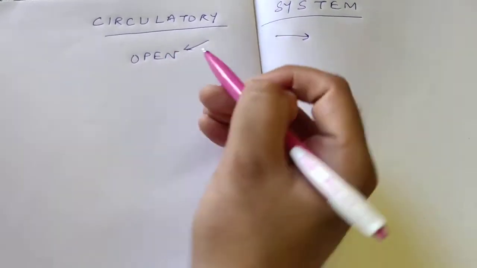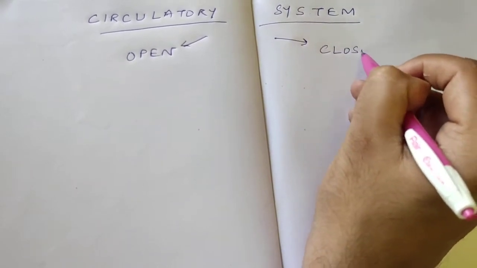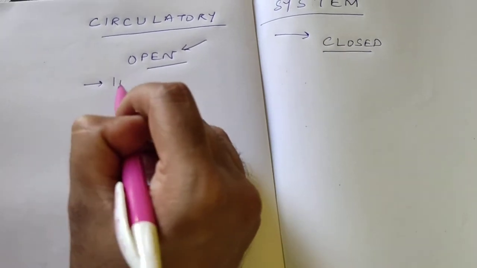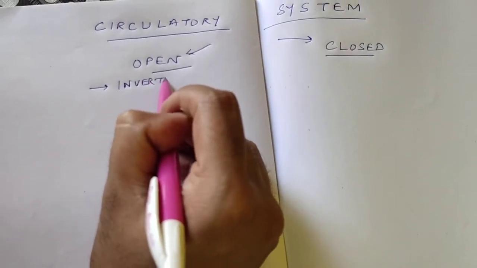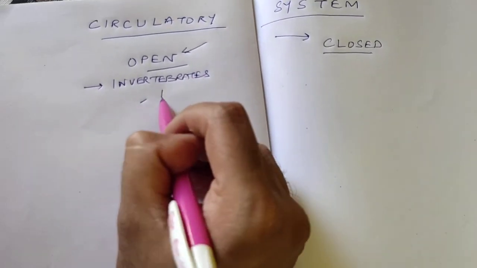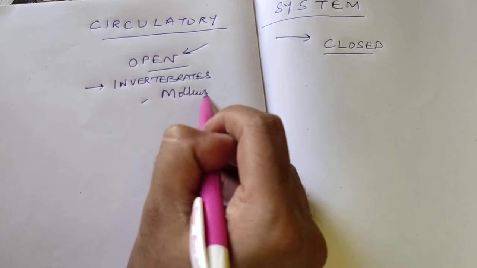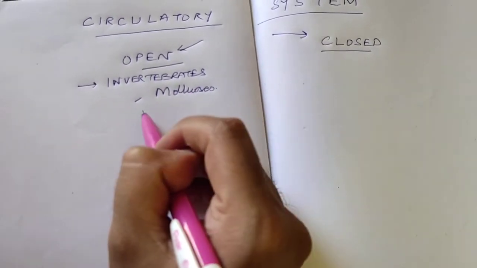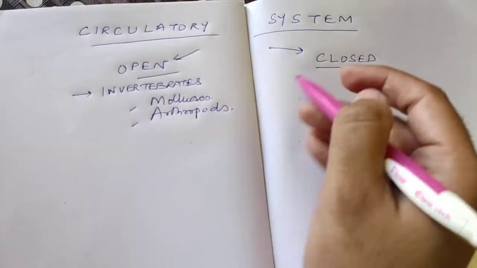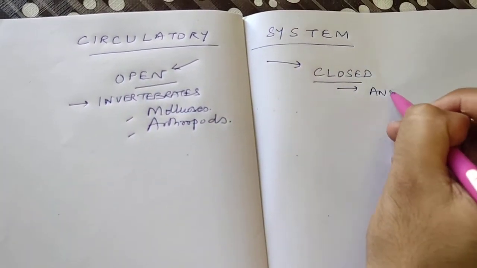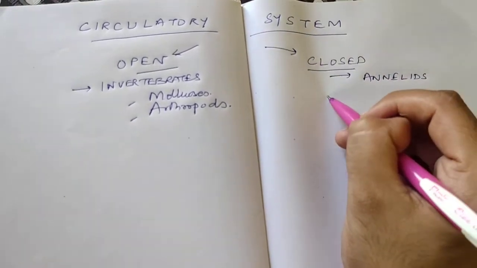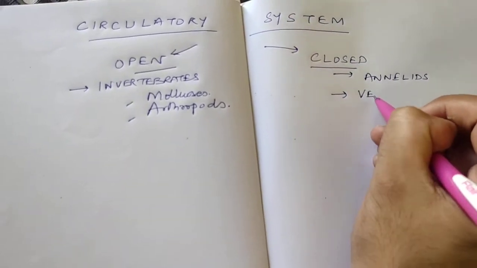The open type is primarily found in the primitive animals, the invertebrates, which include the mollusks and the arthropods. Closed type is found in annelids and the vertebrates.